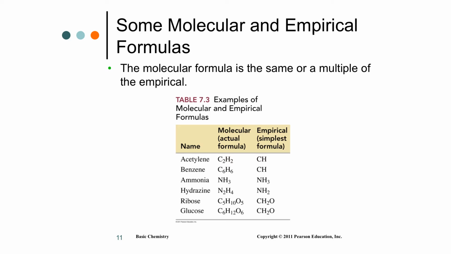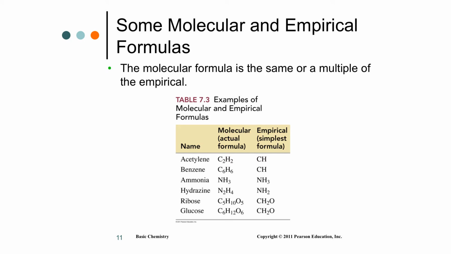The molecular formula is the same, or it's a multiple of the empirical. Everything is multiplied by 2, or everything's multiplied by 3. So they're either the same, like CH4 was the same, or you multiply everything by 2 and the molecular formula is double the empirical, or 3 is triple the empirical, etc.